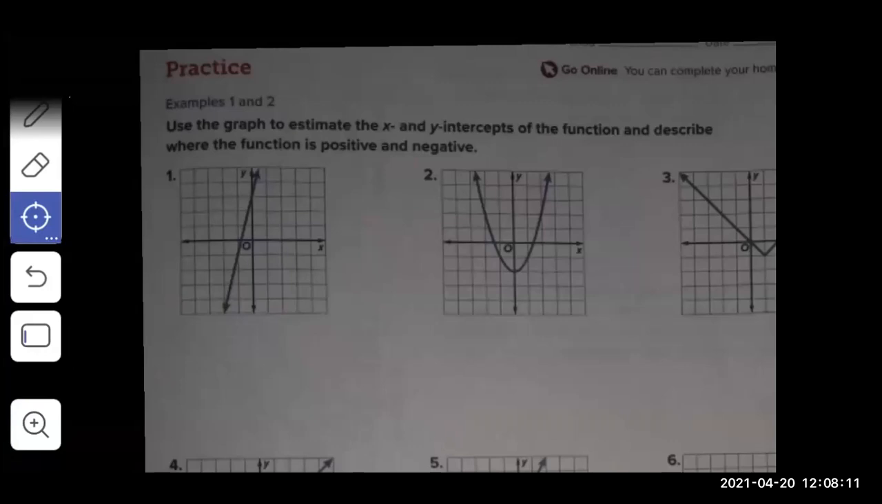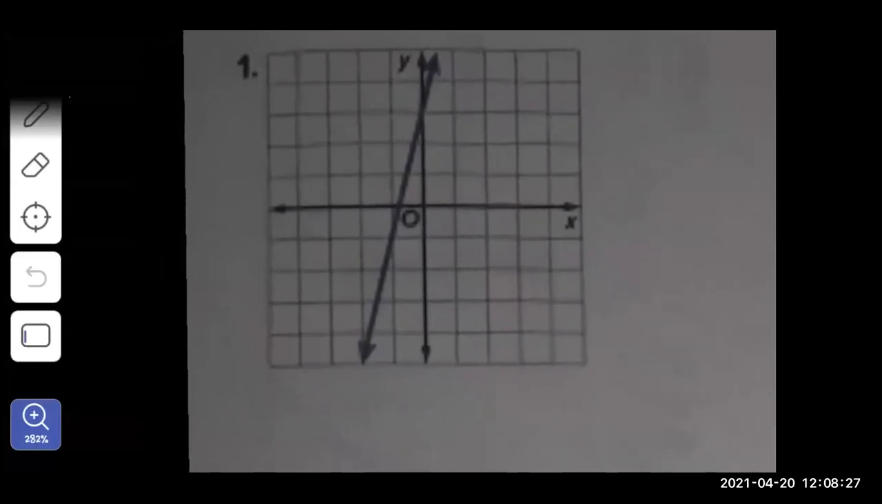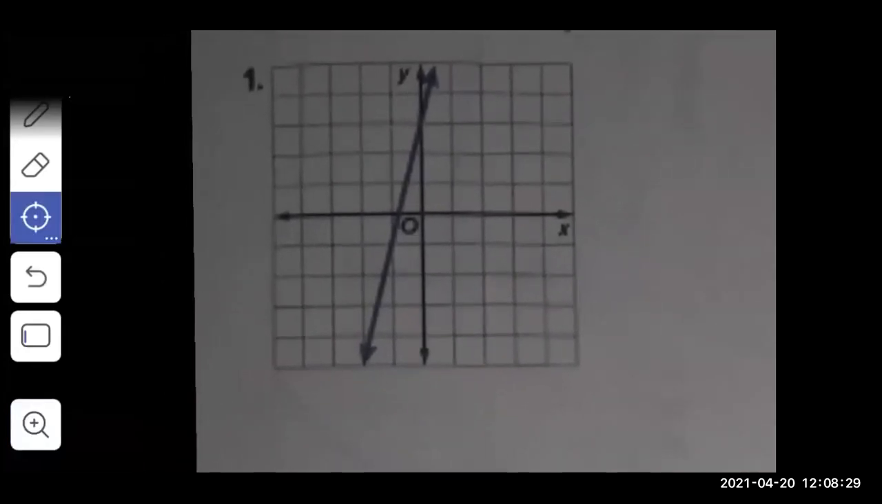Okay, again, let's go to the practice time. We're going to use this graph, guys, to estimate the x and y-intercept of a function. And eventually, we're going to describe where the function is positive and negative. It's exactly what we did. Let's have a look at the first example. This is a linear function. Why is it linear? Because it's a line. When it's a line, it's a linear function.